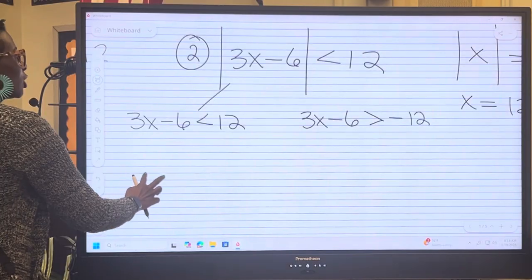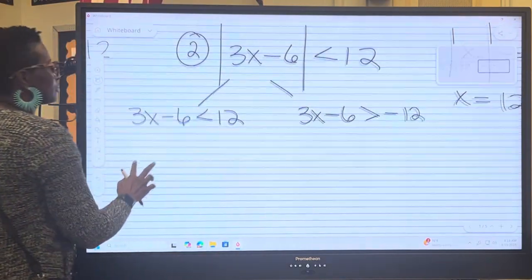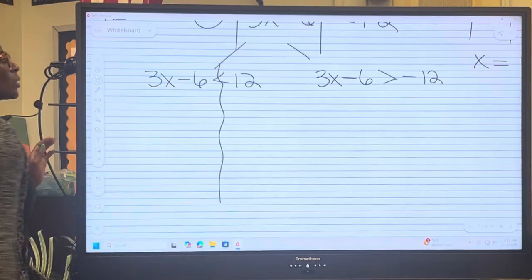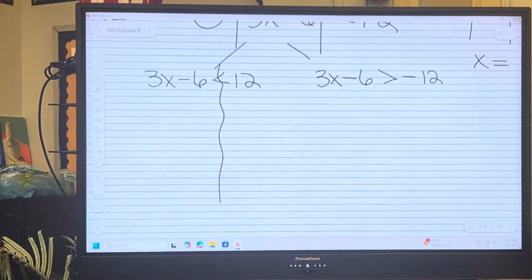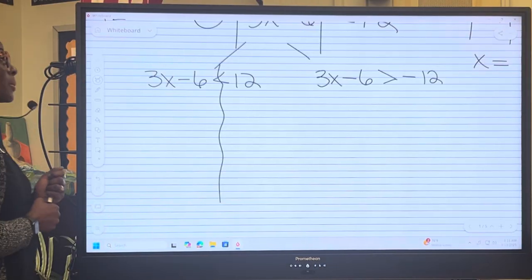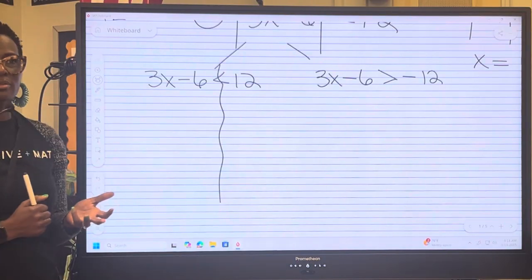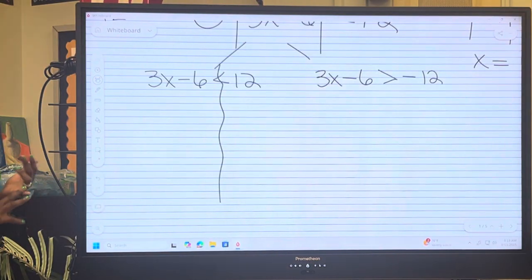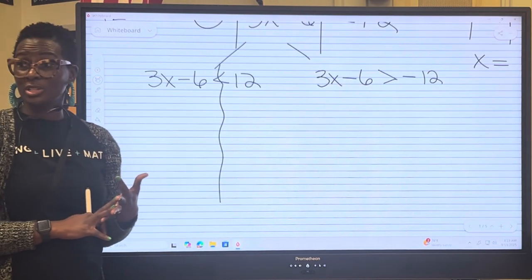Yes? All right. So let's solve this first one. What am I solving for? You should be working with and doing what I'm doing. What am I solving for? X. What's around X I need to get rid of? I need to get rid of 3 and negative 6. What am I going to get rid of first?